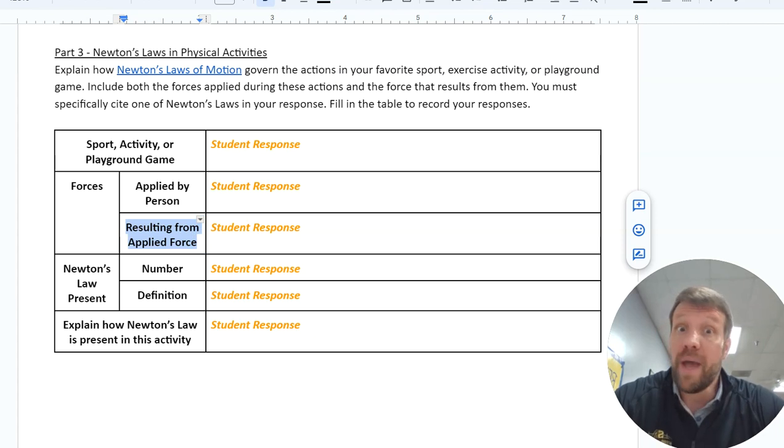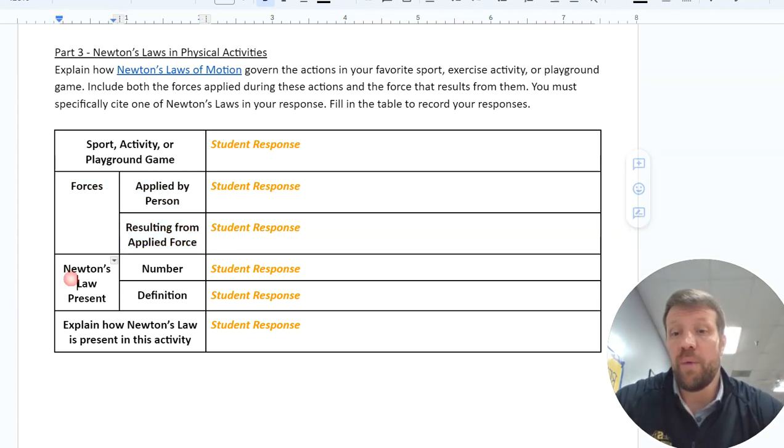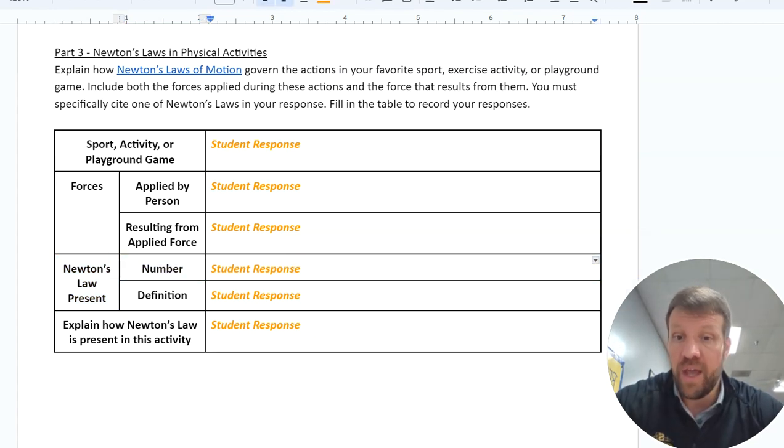All right. That may not be a force. Maybe you push something and it moves. That would be what happens as a result. After you've kind of outlined what the force happening there is, I want you to consider which of Newton's laws is actually present in that force and that action. And then tell me the number of it, first, second, or third law. Tell me what that law is, okay? And you can really look at what's on that sheet there to help you out with that one.